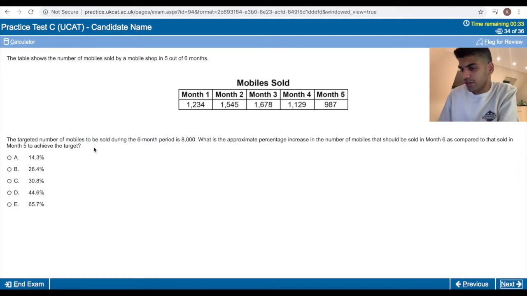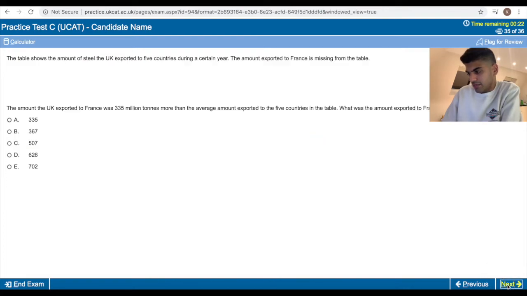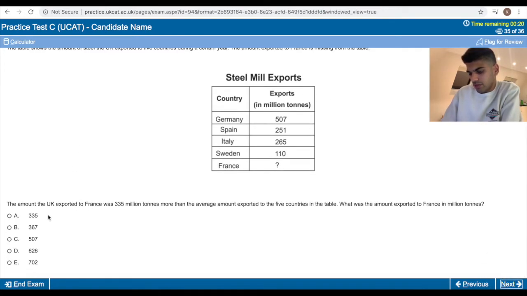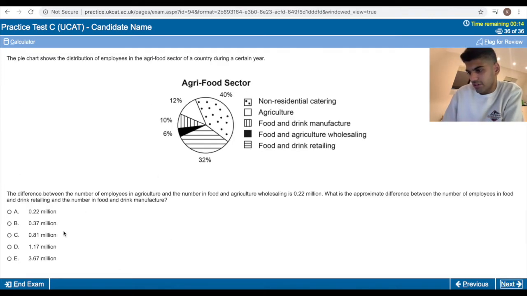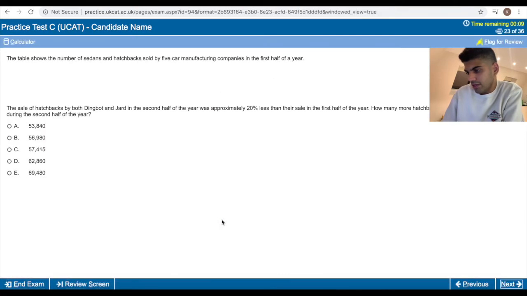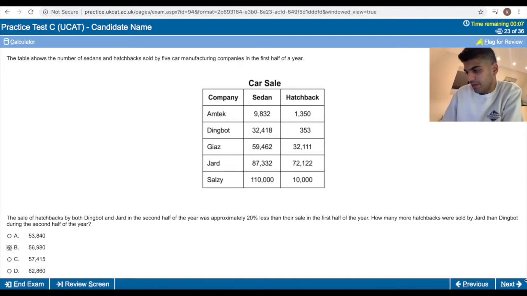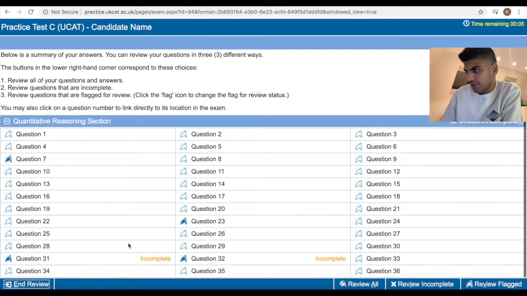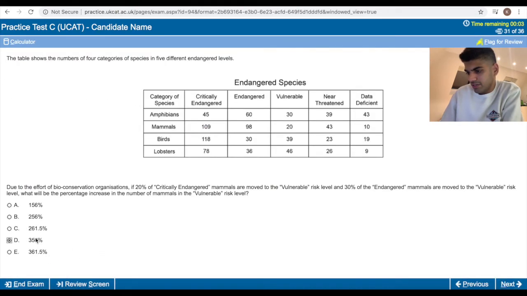The targeted number of mobiles to be sold during the 6-month period is 8,000. Okay, so I'm gonna have to just guess this. There isn't much time. Okay, ran out of time. Sadly, incomplete. Make sure you don't do anything incomplete. Disaster.